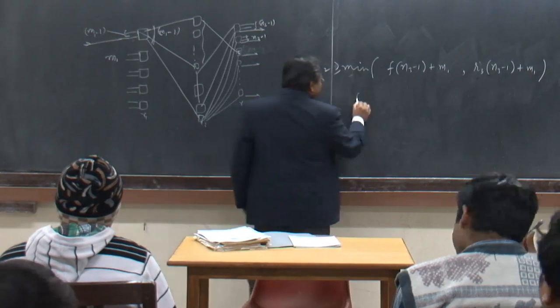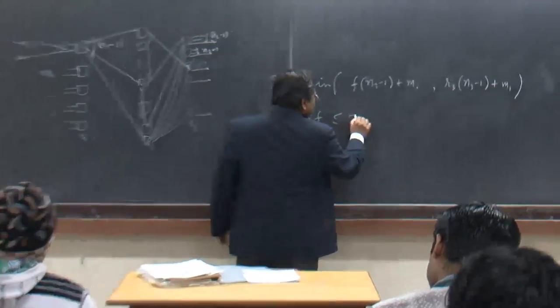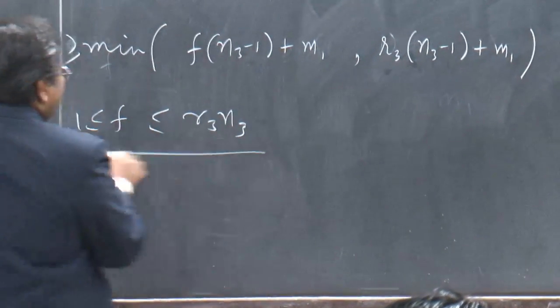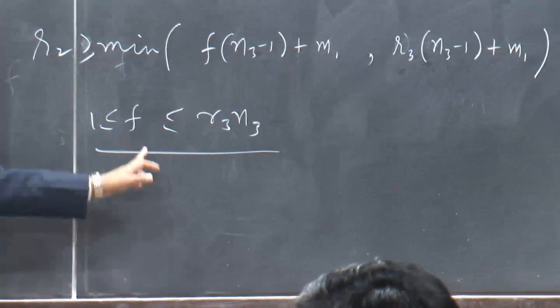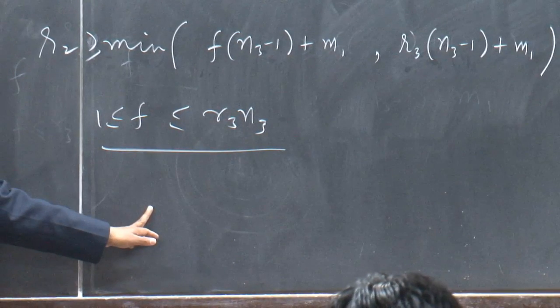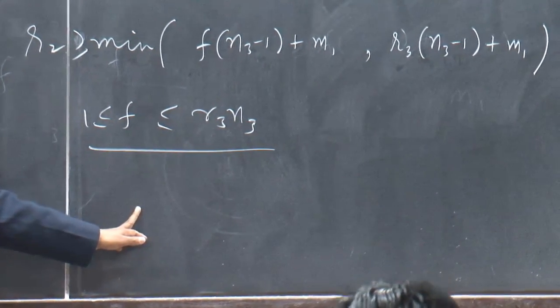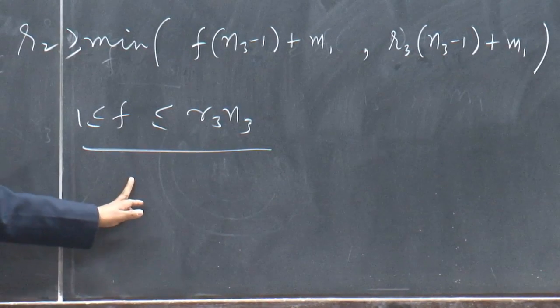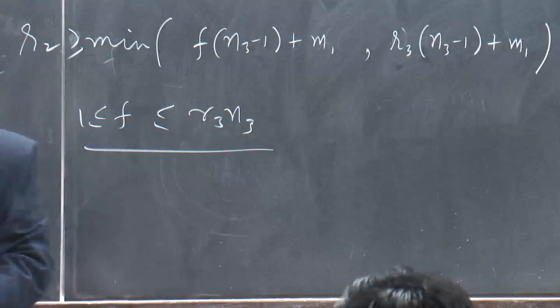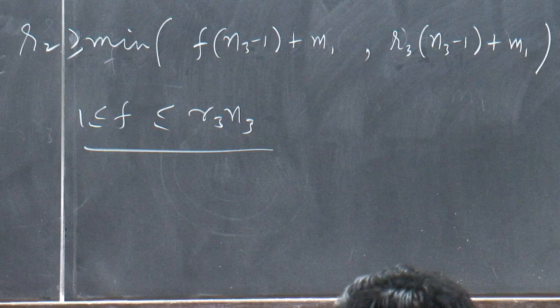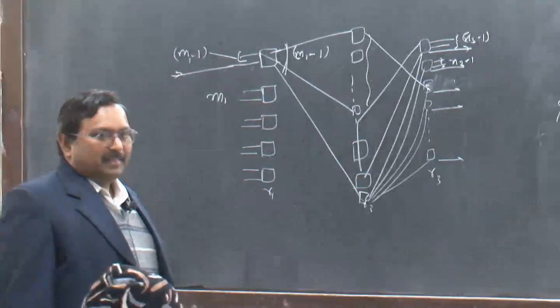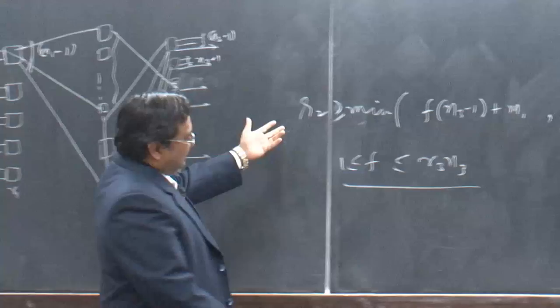F has a minimum value of 1 and a maximum value of this. So all intermediate values will require larger hardware, which is obvious, and somewhere the optimum happens. This optimum will never be greater than this, which is obvious. This optimum will never be greater than this. So I have given you a bound on that.